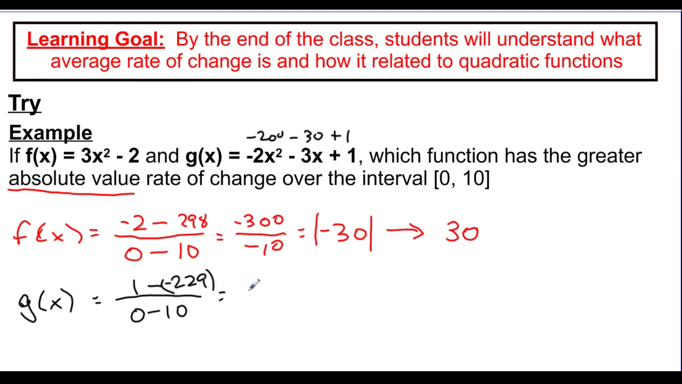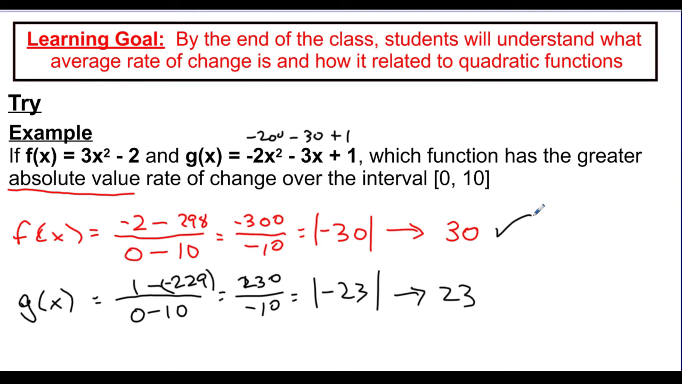Okay, negative 229. So that's going to be a positive 230 over a negative 10, which is going to be negative 23. Okay, so again, I'm going to take the absolute value of this because I just care about the number itself, not the sign. So in this case, it looks like f of x wins. That has the greater absolute value rate of change. It's changing by about 30 y values for every x value. And g of x is only changing by 23 y values for every x value. So f of x has a greater rate of change.